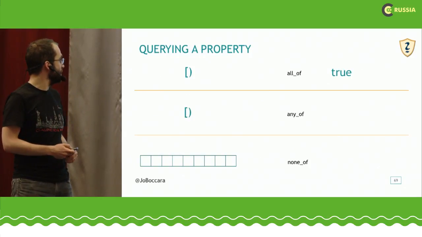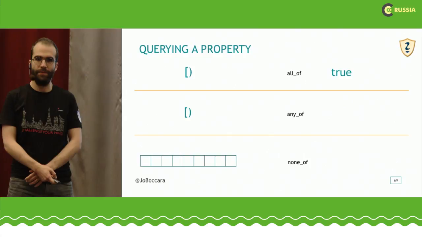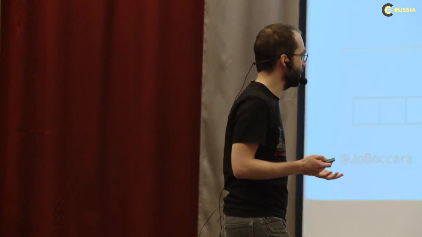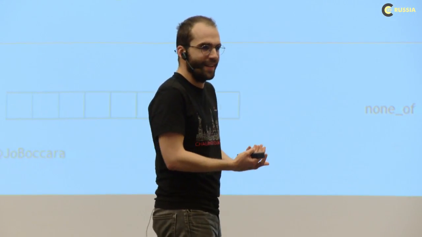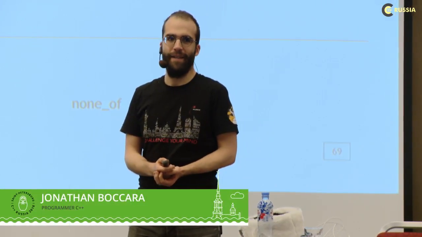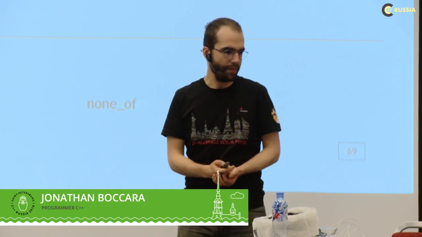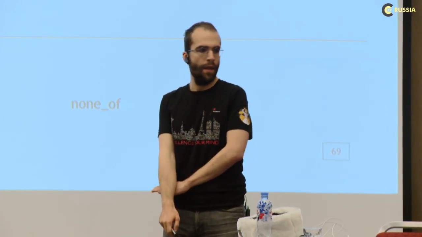Now, any of, for an empty collection, what do you think? True, false. One of you is right. Yeah, that's false, because it's not true that at least one element satisfies the predicate. And how about none of? Yeah, true. That's the opposite of any of.